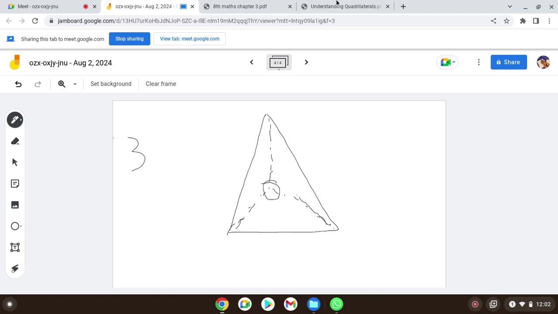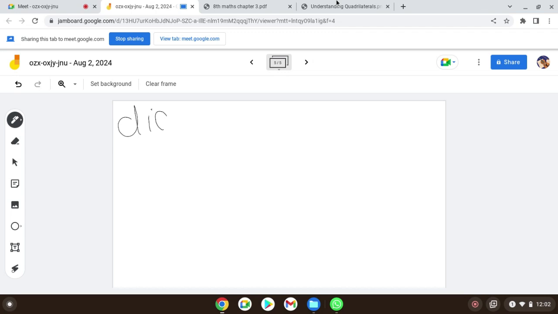Now we have to write the definition and the example in your notebook. You have to copy and speak after me. Diagonals. If you are able to understand 2D and 3D shapes, polygons, diagonals, and quadrilaterals, then it will become much easier for you to draw the graphs of these. Now we have to write the definition.